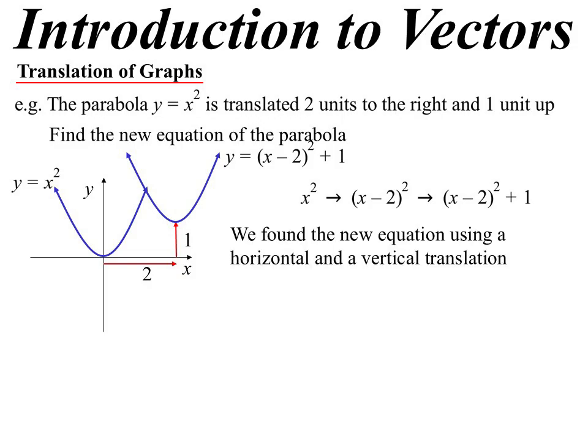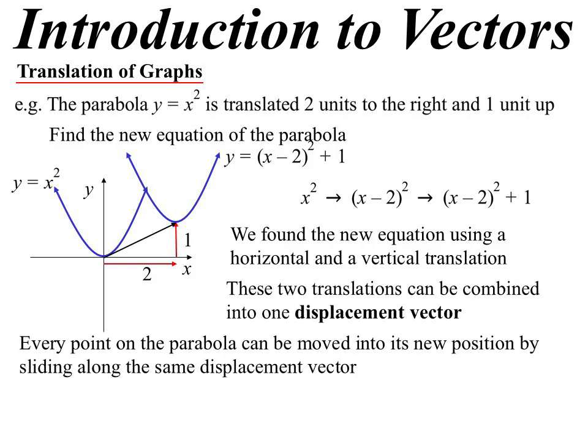I could do it a different way. That first one was done by doing a horizontal, then a vertical. Well, I could do it all in one hit. Just move it diagonally. And that thing that I've just moved it along is what we call a displacement vector. The nice thing about it is that vector remains the same, and that's why we like using vectors, because it doesn't matter where I move it to, it stays the same.